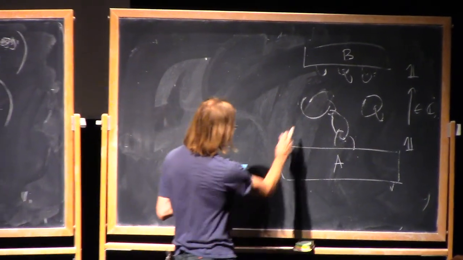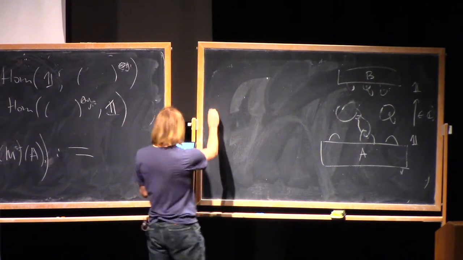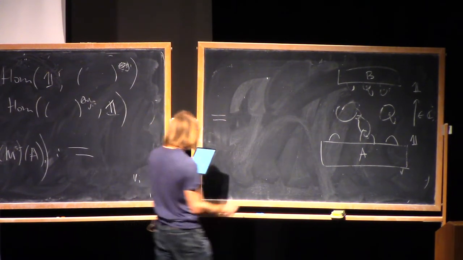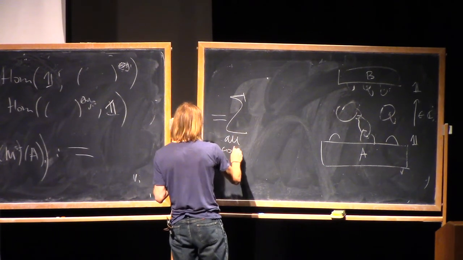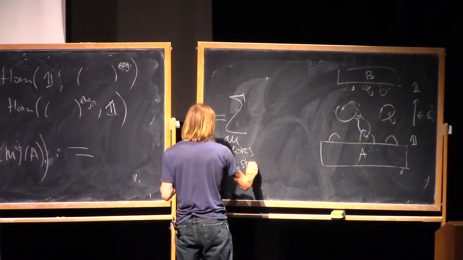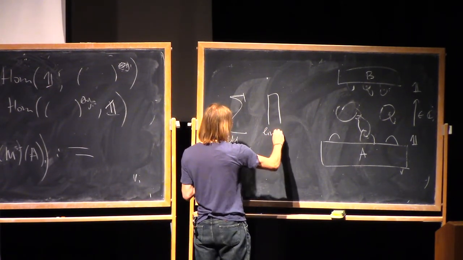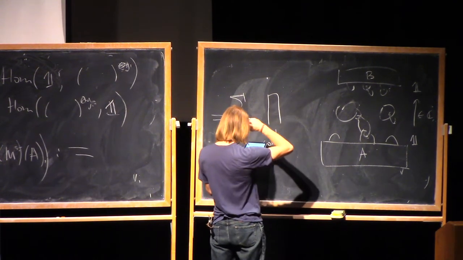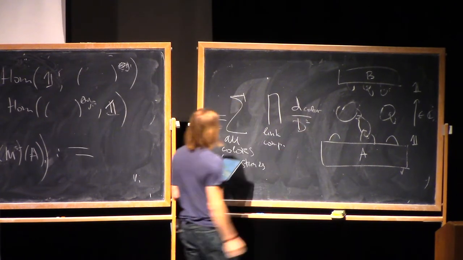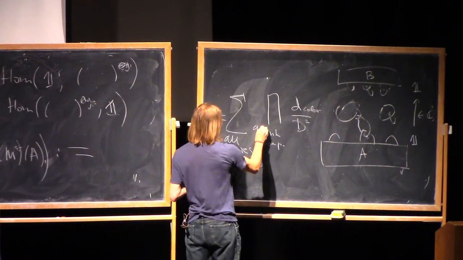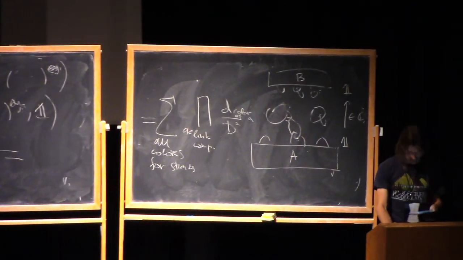If I color all my strands by simple objects, the expression is given by the following. I do a sum over all colors for strands. This is essentially the same formula as for the WRT invariant. I have a product over link components, and for each link component I introduce this factor d_color divided by d^2. So let's say A is a link component, with color of A. Okay, I stop here. Sorry, I'm going over time.